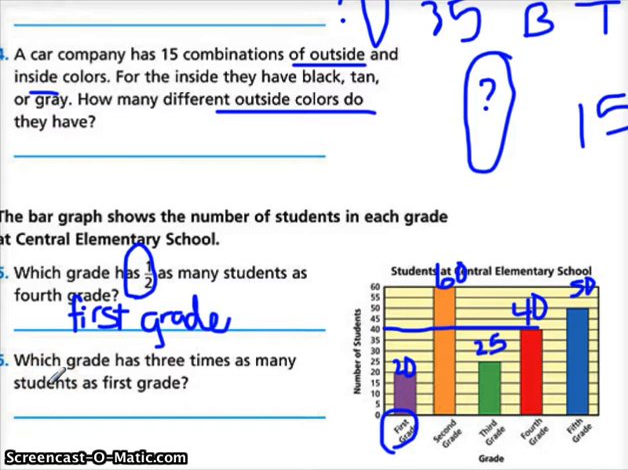Number 6, which grade has 3 times as many students as first grade? First grade has 20. So 3 times 20. 3 times 0 is 0. 3 times 2 is 6. Which grade has 60? That would be second.